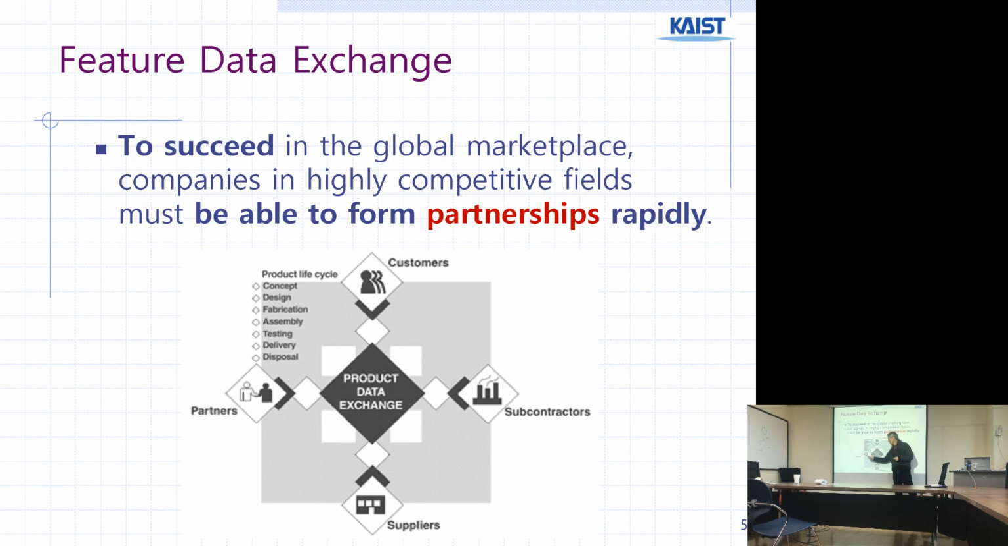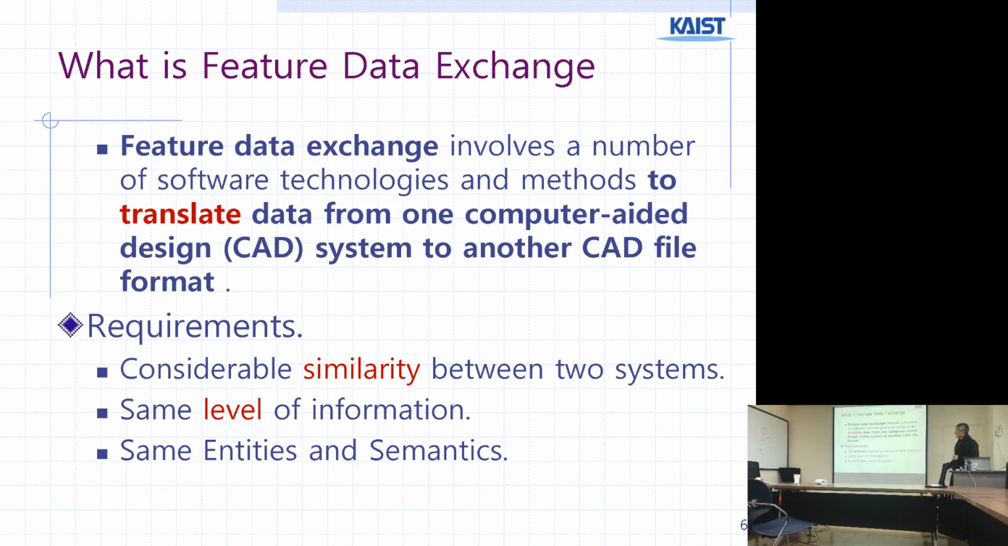Then I have partners. They can provide material, bolts, nuts, and electrical wires and others, right? So between them, the information about ordering and subcontracting, designs and other things should be shared. So for feature data exchange, there should be similarity between two CAD systems. Right? If they are similar, it's easier.